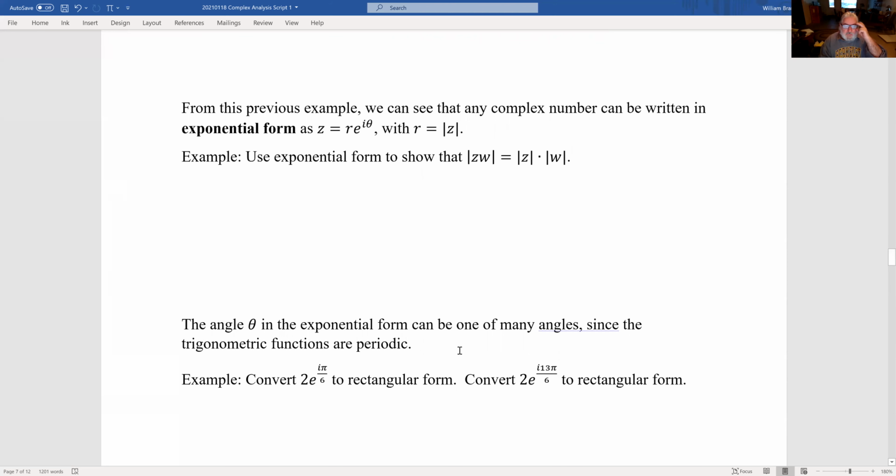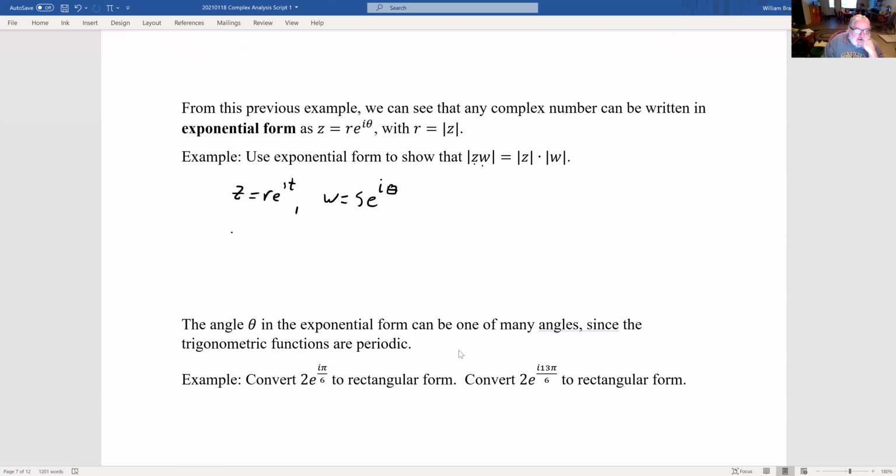So the modulus of z times the modulus of w equals the modulus of z times w. This is kind of a pain to actually show in rectangular coordinates, because z equals x plus iy, w equals a plus ib, multiply it out, show that you can factor. But this way it's pretty easy. If we set z equal to r e to the i t, and w equal to s e to the i theta, well, I need another letter there.